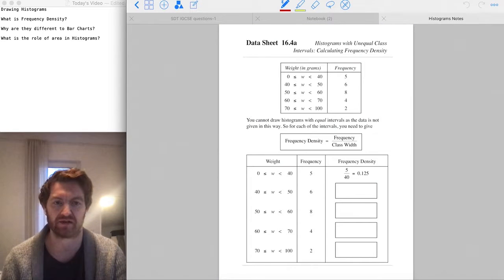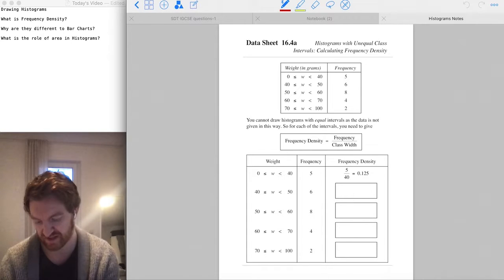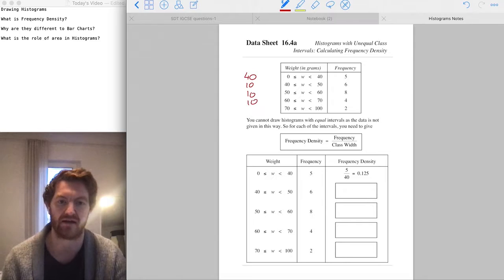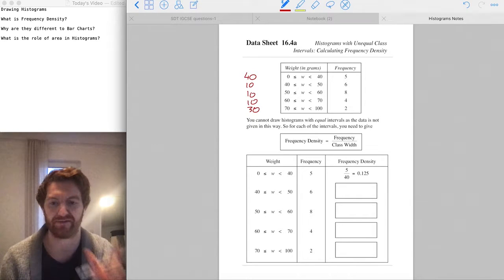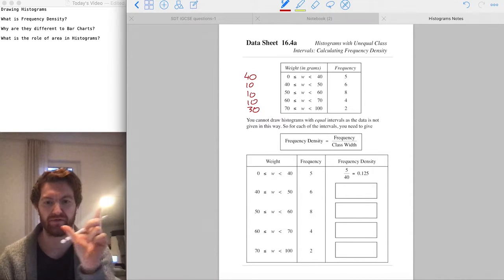So let's look at another example now. We've got groups with different sizes. The first group is 0 to 40, so the width from 0 to 40 is of course 40. But the next group is only 10 wide, and 10 wide, 10 wide, and 30, from 70 to 100. So each of these groups has a different width. So when we plot them on the graph, the first one's going to be very wide, and the 10s are going to be very narrow.